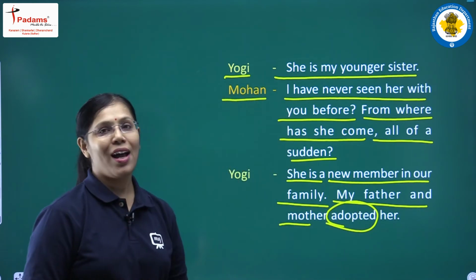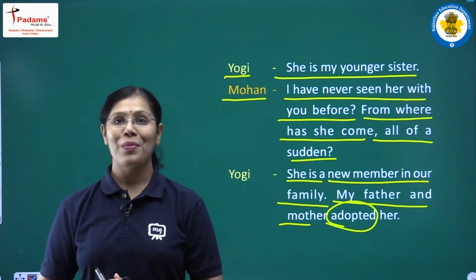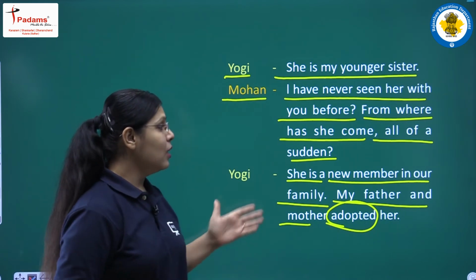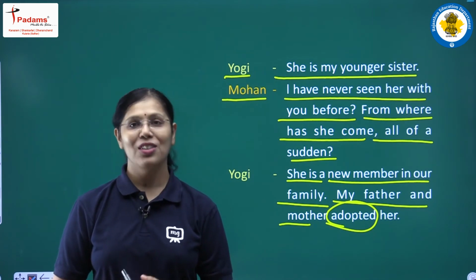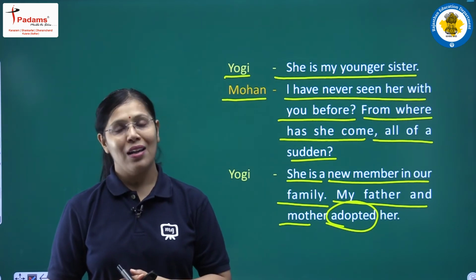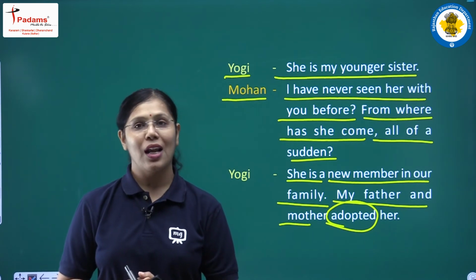So Yogi replied that this girl, my sister, is a new member in our family and she has been adopted by my parents, or she is now my sibling, she is now my sister as she has been adopted by my parents.